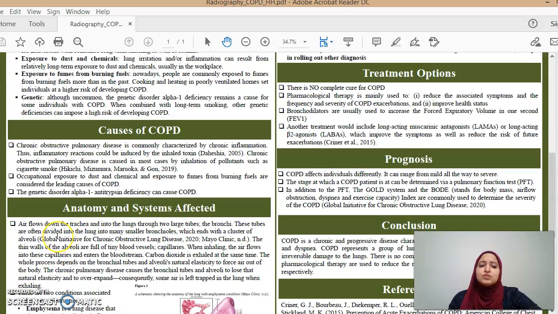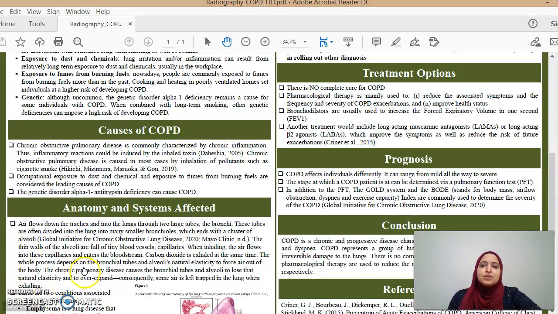Now, the causes of COPD. COPD is caused in most cases by inhalation of pollutants such as cigarette smoke or occupational exposure to dust and chemicals or fumes from burning fuels. And as we mentioned earlier, the genetic disorder alpha-1 antitrypsin deficiency.